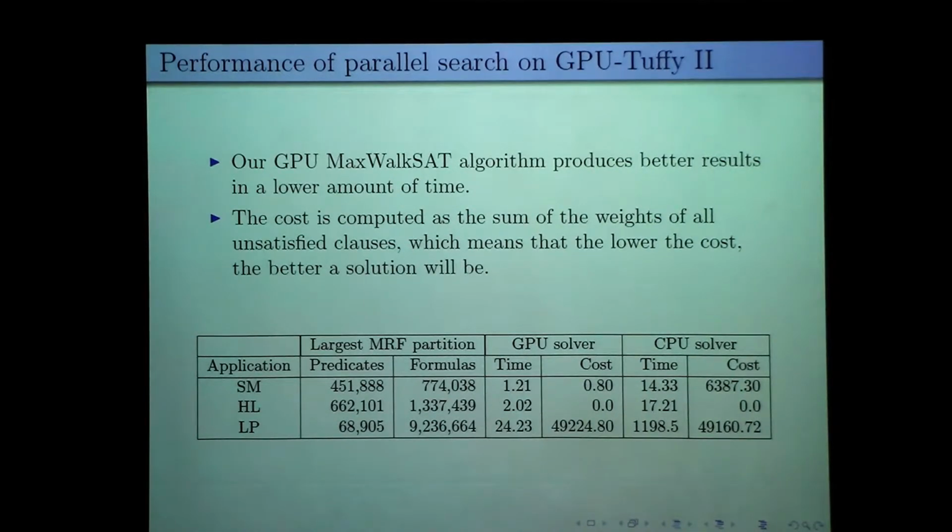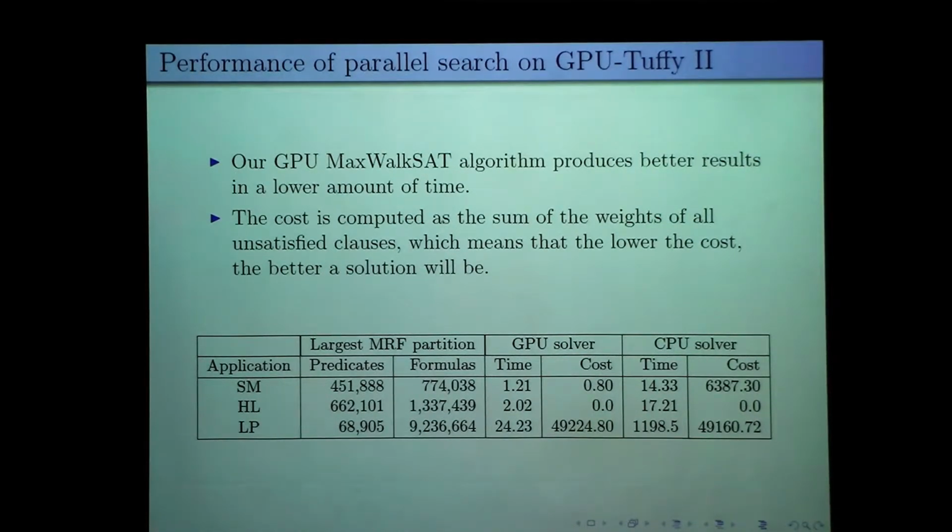How do we know that it produces better results? Well, we have something called the cost, which is computed as the sum of the weights of all unsatisfied clauses. That means that if we have a clause that weighs 1 and it's unsatisfied, then we add it to the cost. Then we have another clause that weighs 3 that is unsatisfied, we add it to the cost. And we have 4 already on the cost. The idea is that the cost is 0. That would mean that we found the best solution.